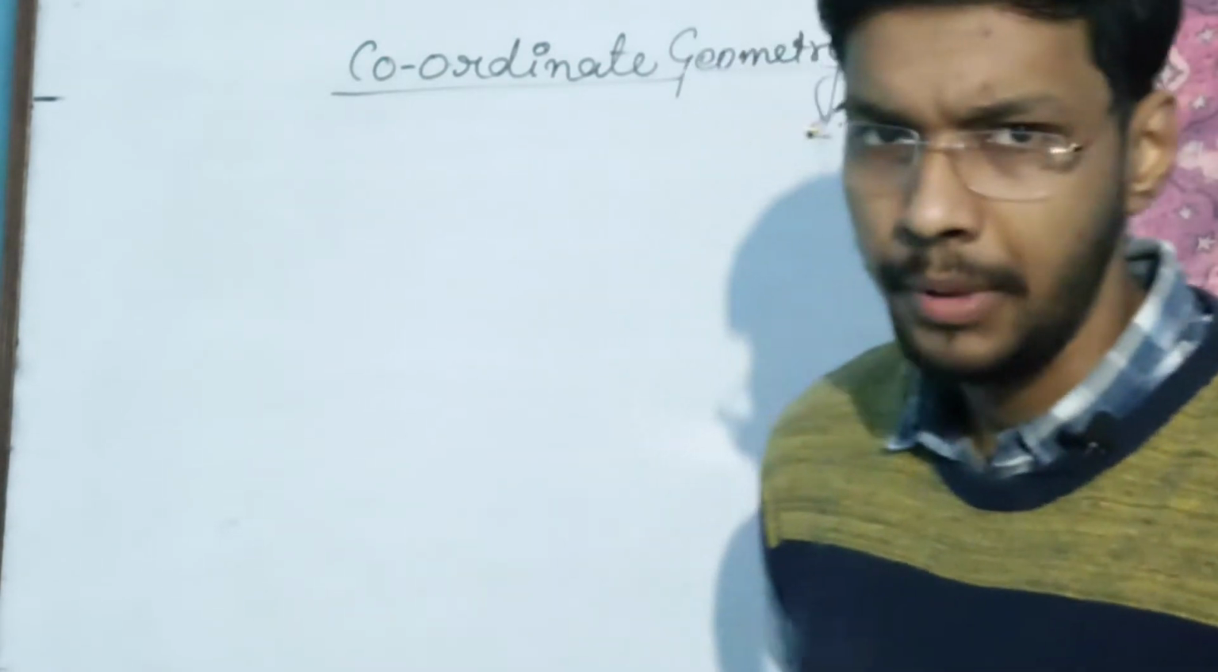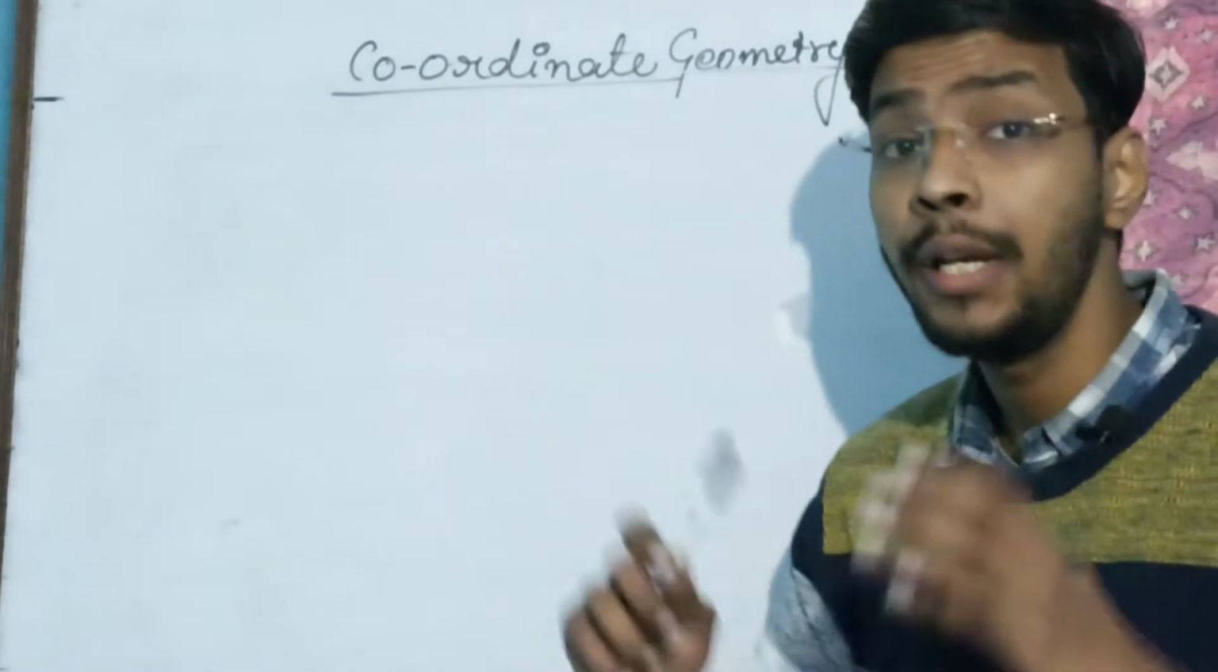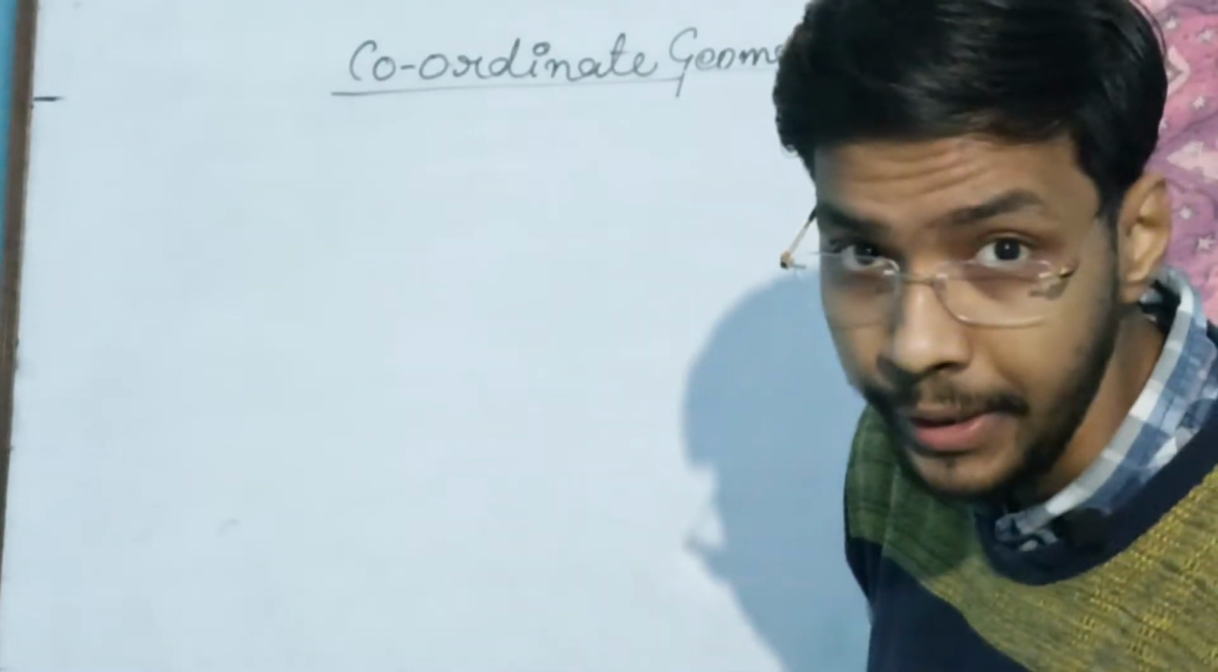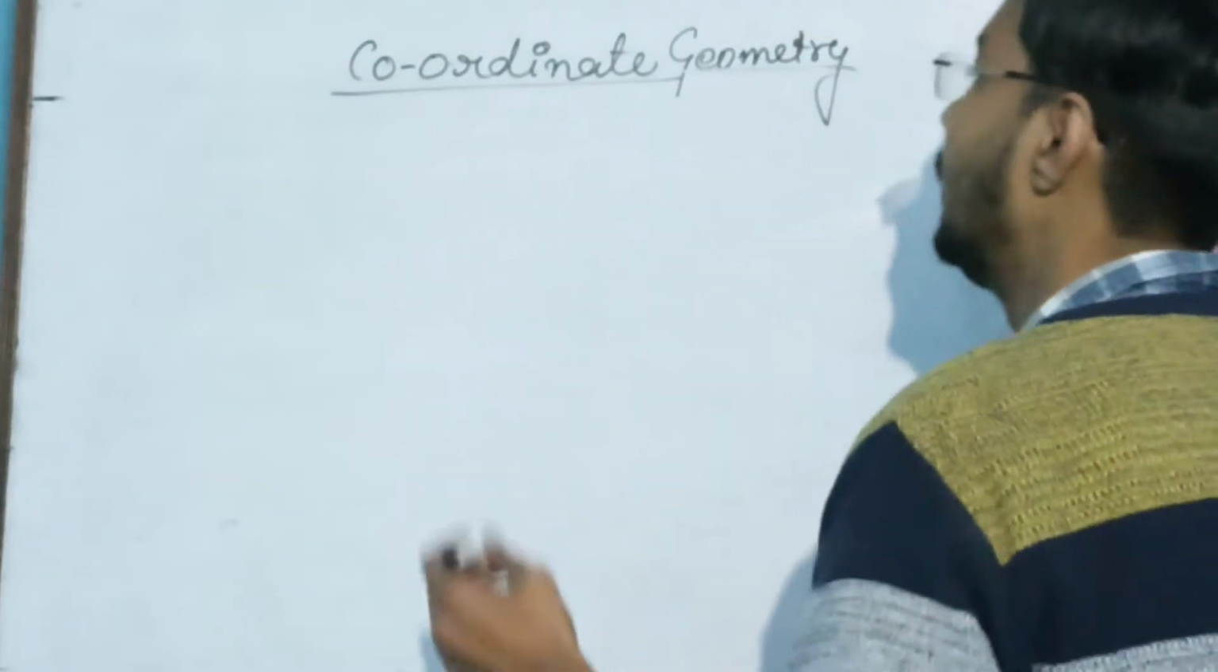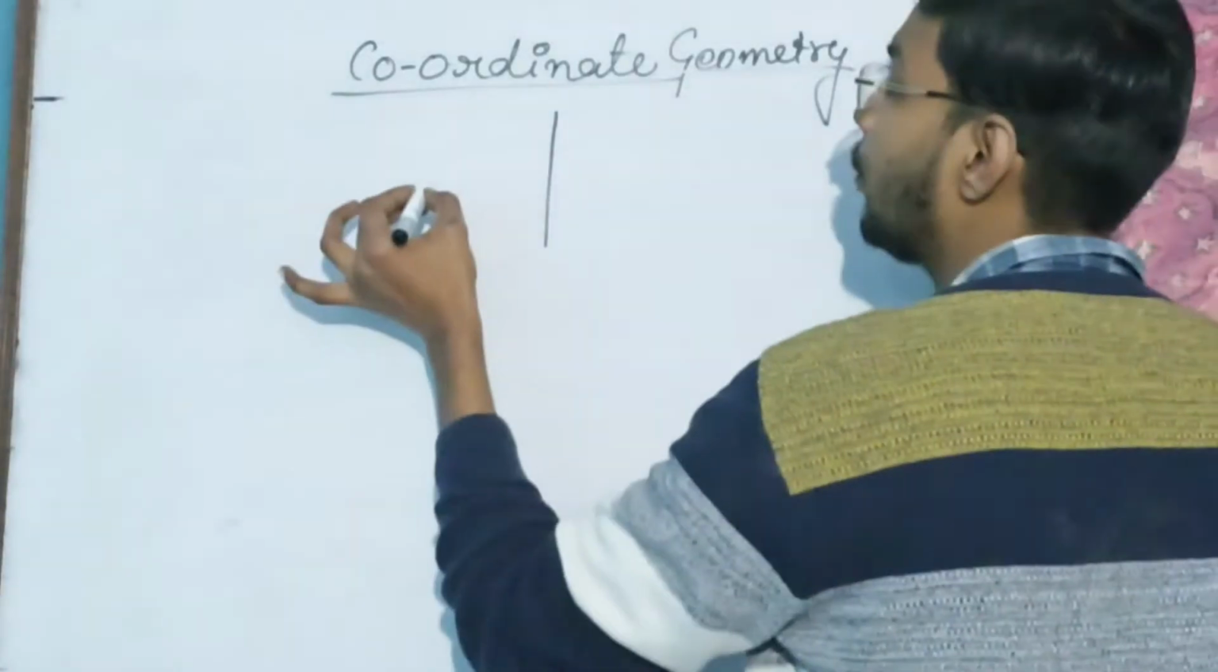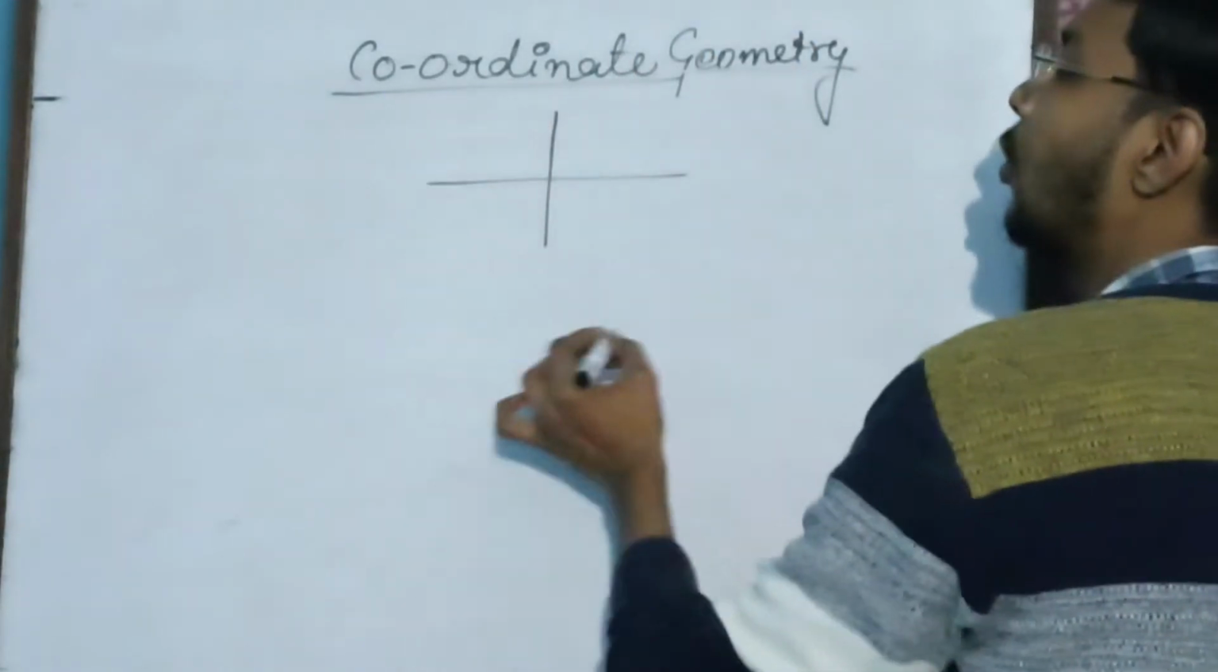So what is coordinate geometry? Before understanding coordinate geometry, we have to first understand the quadrant. So I am going to plot a quadrant. Here you can see that I am plotting a quadrant. So this is called a quadrant.